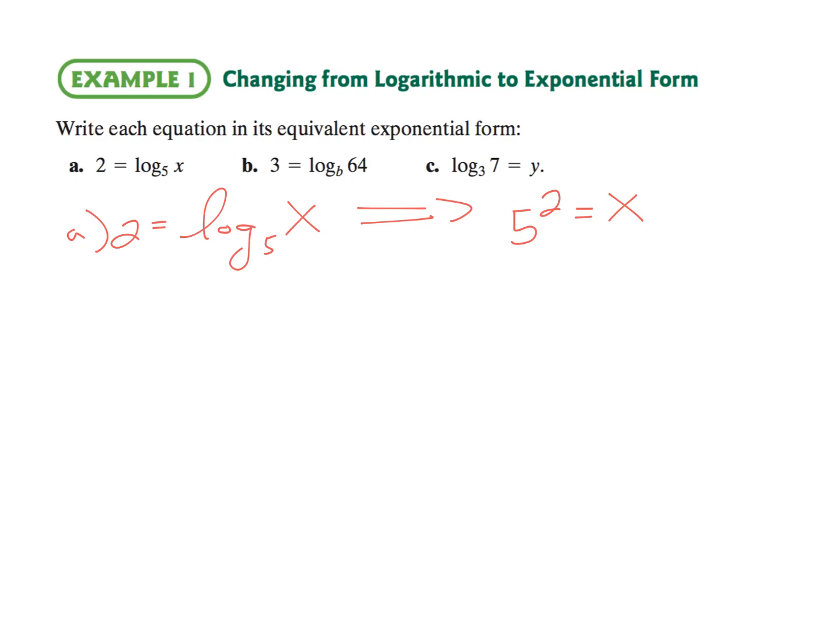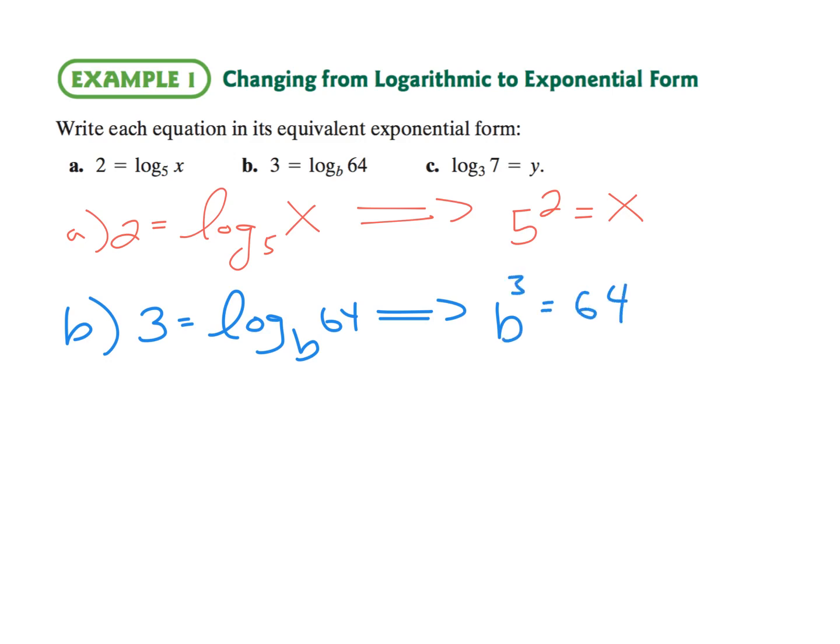For part B, we have 3 is equal to log base b of 64. This becomes b to the third power is equal to 64. Why don't you pause the video, try part C, and then we can pick it up.